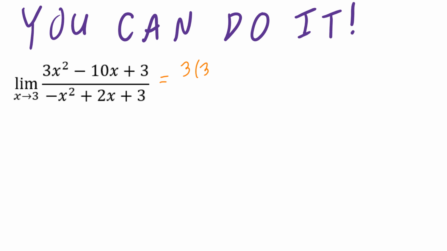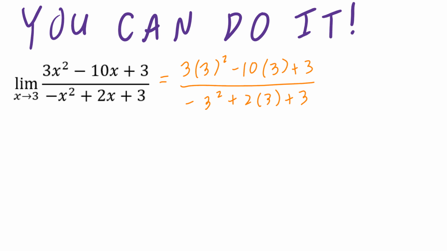3 times 3 squared minus 10 times 3 plus 3 divided by negative 3 squared plus 2 times 3 plus 3. Now again, you can take the calculator, you can do mental math, you decide what works better for you. If I look at the numerator, that's going to be 3 times 9, that's 27, minus 30, negative 3, plus 3, which is going to be 0. And if I look at the denominator, that's going to be negative 9 plus 6 plus 3, which is going to be 0.